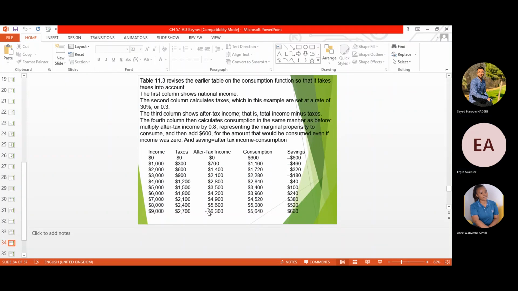As you see, after the 5,000 you are getting a positive sum saving, and as you are observing, the consumption will be subtracted from the after tax income. 3,500 will be subtracted from the 3,400, and you have now positive sum numbers, which is very important, to have higher salaries for being able to save.